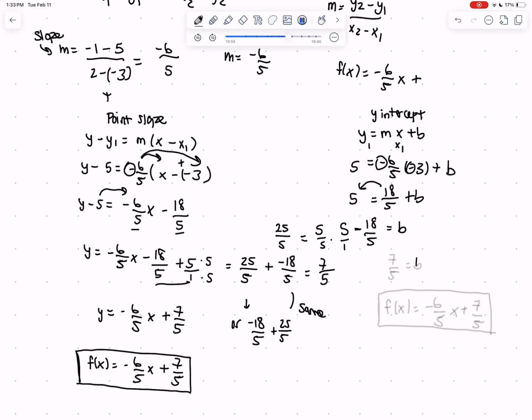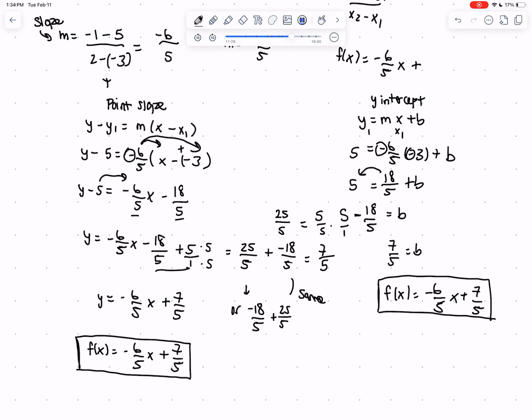and then we just do the math. We're going to get the same exact thing, meaning that our function is the same exact answer. Meaning regardless of which formula you use to solve, you're going to get the same exact answer. I think personally the intercept form is a lot faster and quicker, less steps, but either way will work.